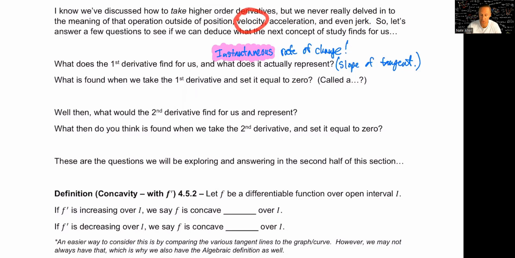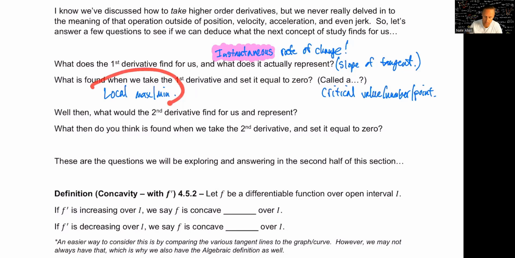If we looked at the rate of change of our position, then that was velocity. The rate of change of our velocity was acceleration, and if we looked at how that changed, you're looking at how you jerked. We're going to talk about what the second derivative finds for us then. And we know that when we found that first derivative and set it equal to 0, we called it a what? And what did it represent? Well, we called it a critical value, number or point, and what it found for us was where the possible local max and min were. If we wanted the global or absolute, we had to test our endpoints and see which ones came out higher or lower, if, of course, it was continuous on a closed interval.